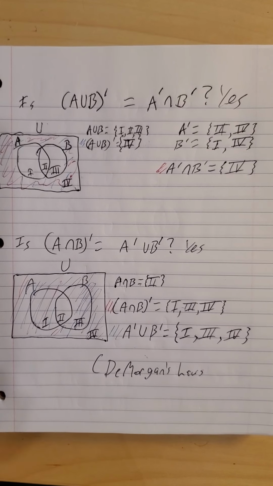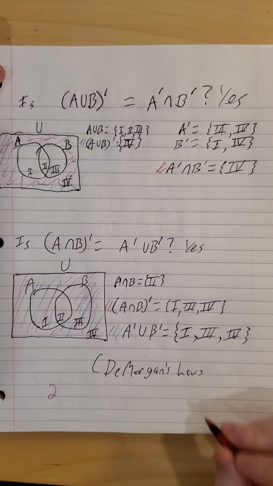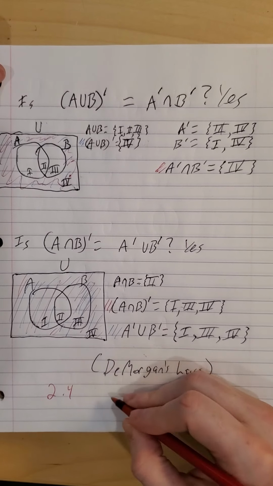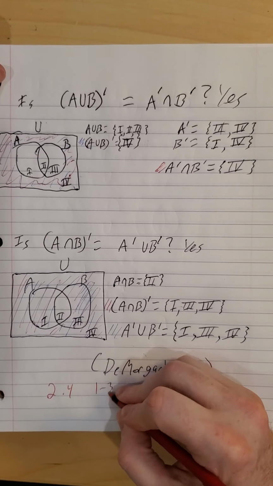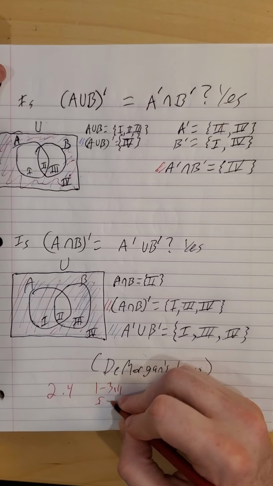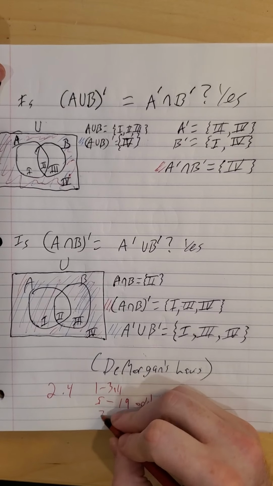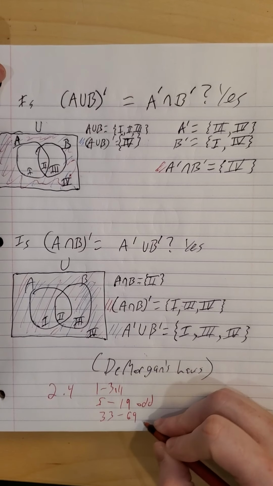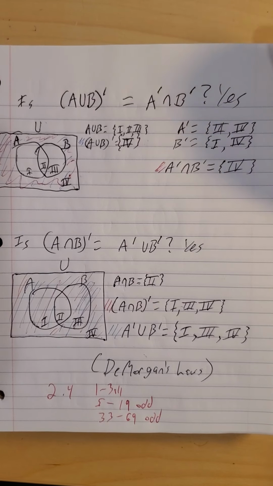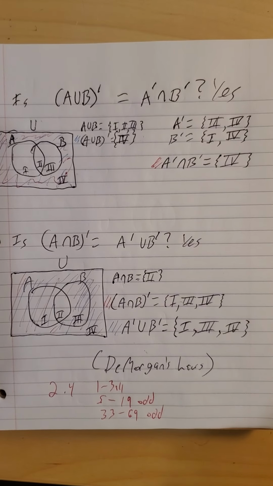All right, so some problems I recommend trying out. This was section 2.4. Let's see, 1 to 3 all, 5 through 19 on the odds, and 33 to 69 also on the odds. I'll also try to remember to upload a generic MyMathLab for the MyMathLab fans.